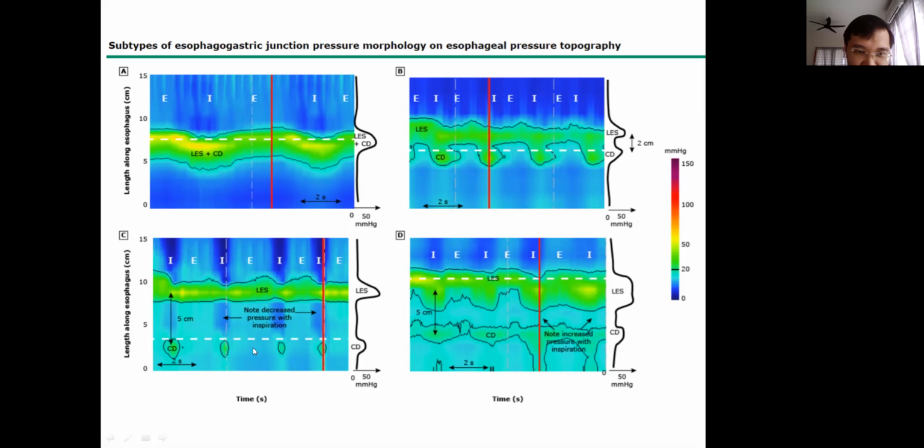In type 3, the only difference between type 3A and 3B is the position of the respiratory inversion point in relation to the crural diaphragm, right? So the pressure inversion point in 3A is slightly higher than the crural diaphragm, but below the LES. In type 3B, the respiratory inversion point is at the level slightly above the LES, proximal to the LES.